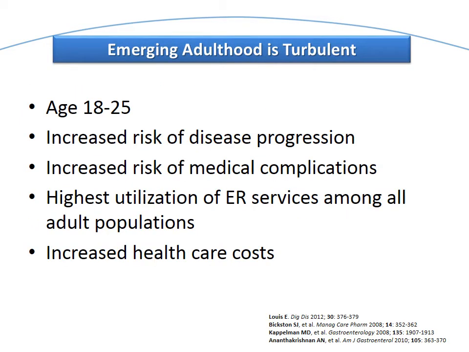The second concept is that emerging adulthood is quite turbulent. This is a very vulnerable period to try to transition a patient. However, culturally, pediatrics tend to stop taking care of patients somewhere around end of high school to end of college. And this really does coincide with a relatively turbulent time period. Because of this vulnerable stage of development, there is a lot of evidence to suggest increased risk of disease progression during this time period, and an increased risk of medical complications.